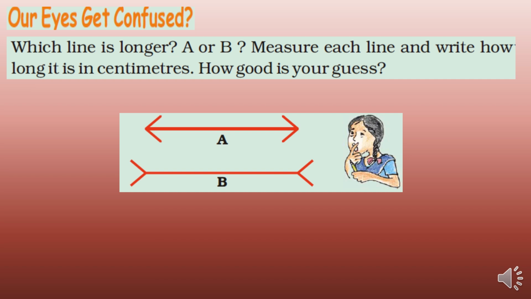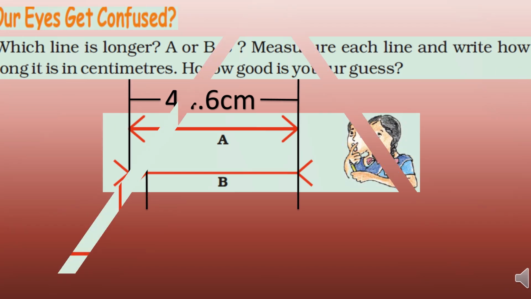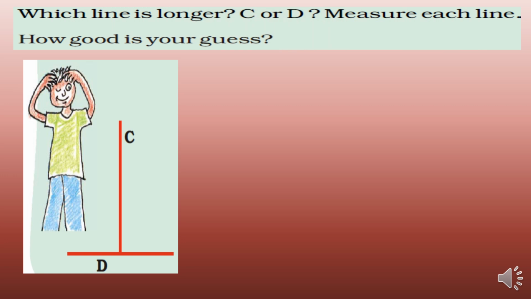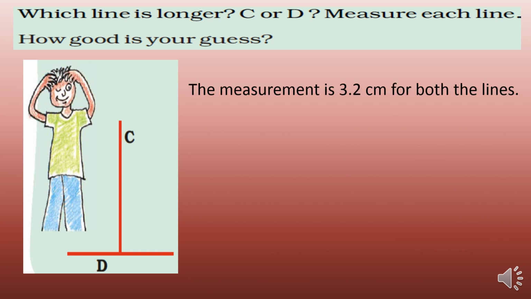Now go to your textbook and measure it with the scale. If you measure with the scale, you will see that both the lines are equal, and that is 4.6 centimeter. So this is how our eyes get confused. Look at another example. Which line is longer, C or D? If you measure, you will see that the measurement is 3.2 centimeter for both the lines.